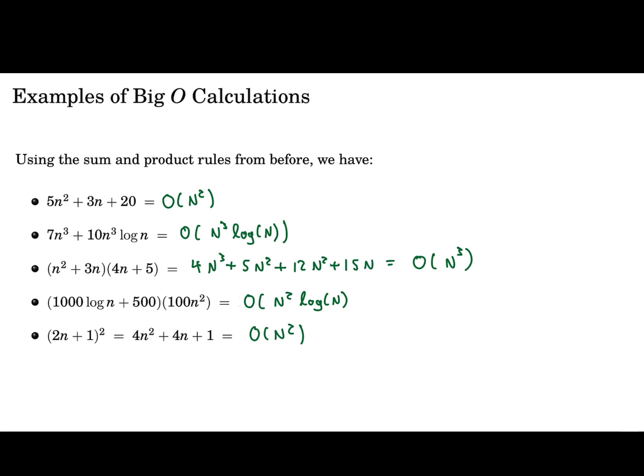So the main skill here is to identify the dominant growth term and ignore constant factors. And that is what big O notation is designed to capture.